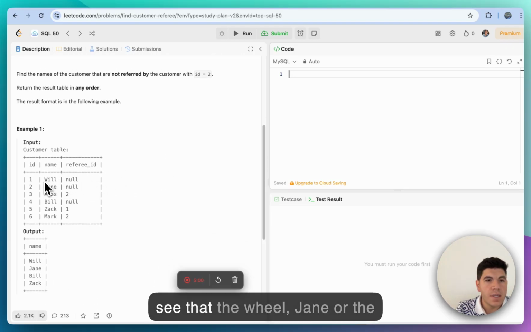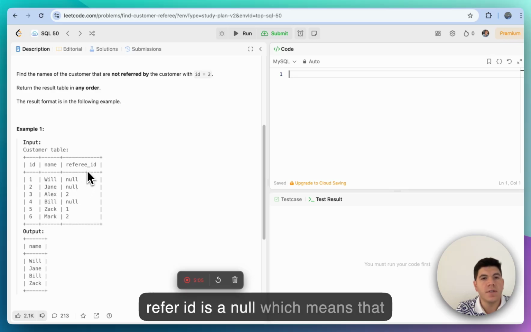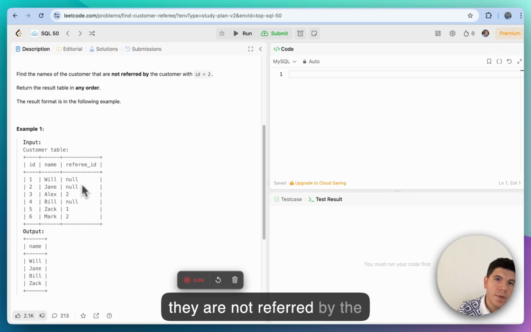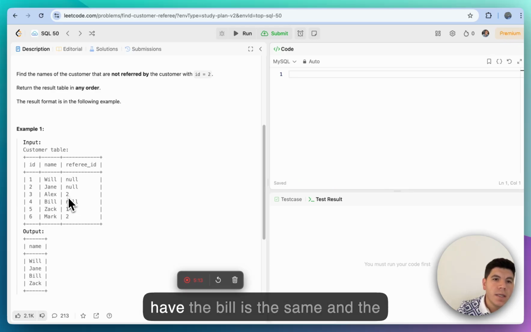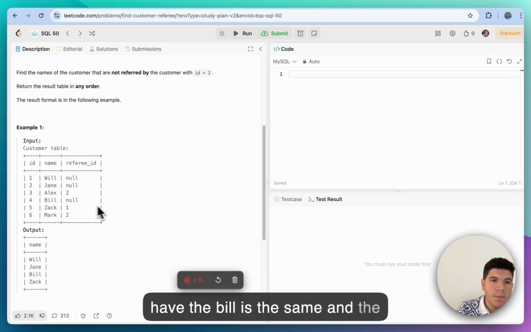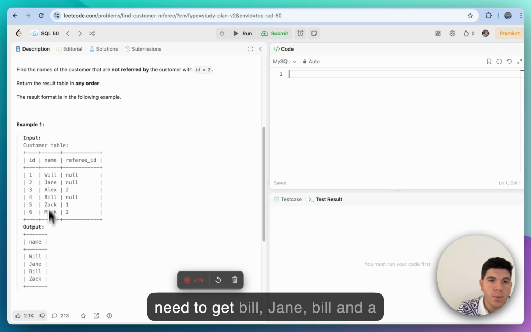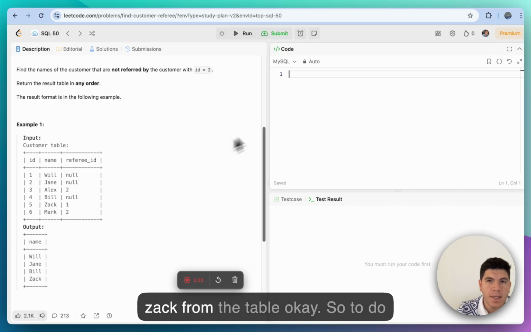So we see that Will and Jane have a null referee ID, which means they are not referred by the customer with ID number 2. Then Bill is the same, and Zach has referee ID 1. So we need to get Will, Jane, Bill, and Zach from the table.